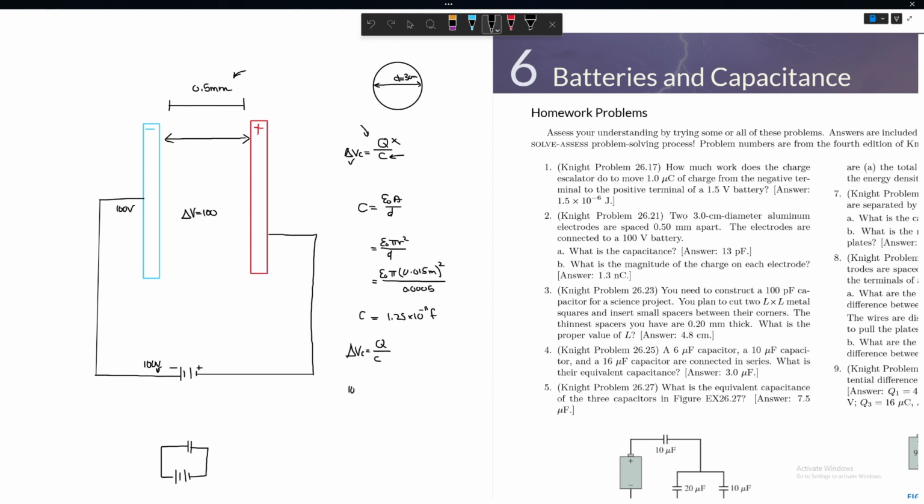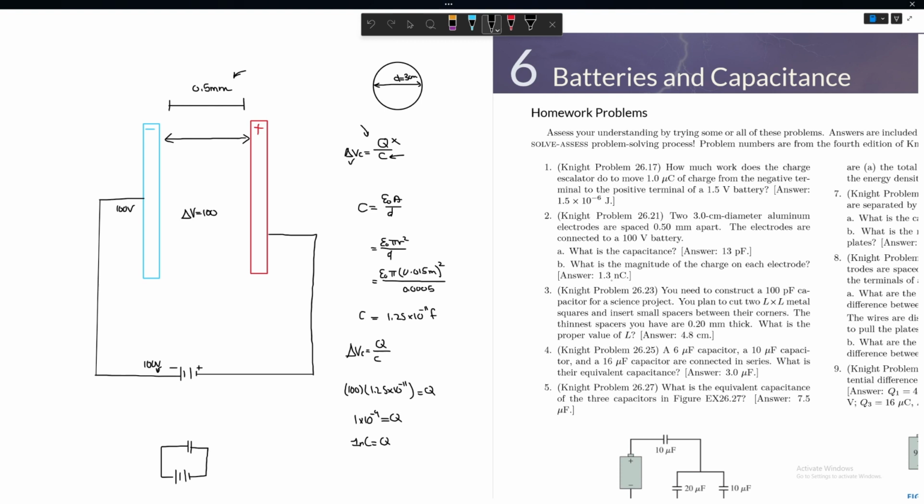So I got 100 times 1.25 times 10 to the negative 11 equals my Q. Doing that, multiplying this by 100, what I get is, what is this? 1, 2, 3, 4, 5, 6, 7, 8, 9. So what I got is 1 times 10 to the negative 9 equals Q, which is the same thing as 1 nanocoulomb equals Q.